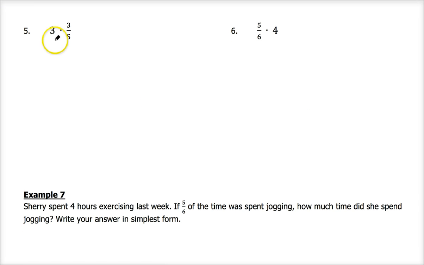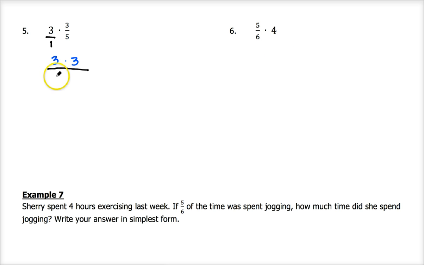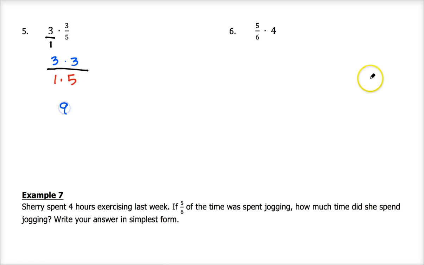For number 5, we have the whole number 3 times the fraction 3/5. Whole numbers, remember, we can write those as improper fractions by putting those over 1, so I can rewrite this as 3 over 1 times 3/5. So when I multiply, I'll be taking 3 times 3 in my numerator, and 1 times 5 in my denominator. 3 times 3 is 9, and 1 times 5 is 5, so I get the improper fraction 9/5.